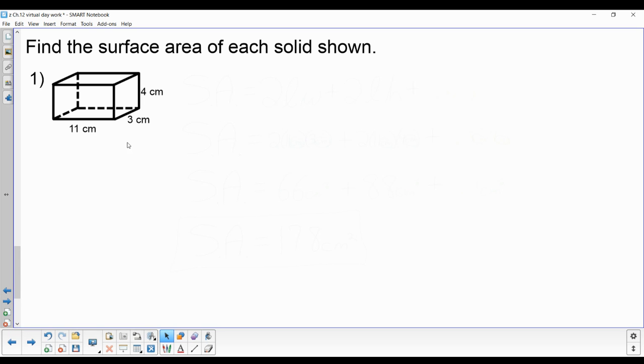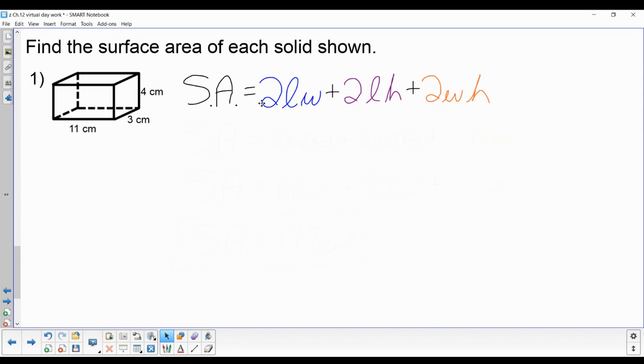The formula for finding the surface area of a rectangular prism is that the surface area is equal to 2 times the length times the width, plus 2 times the length times the height, plus 2 times the width times the height. And the second step would be to plug in. The surface area is equal to.